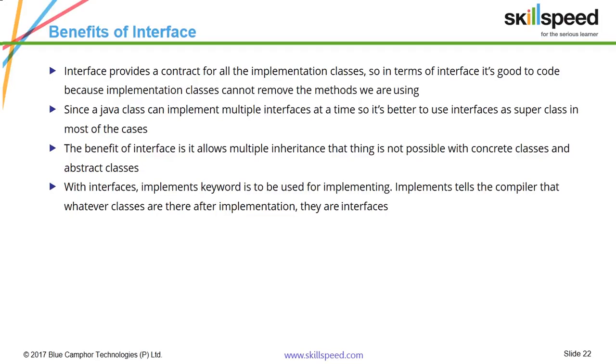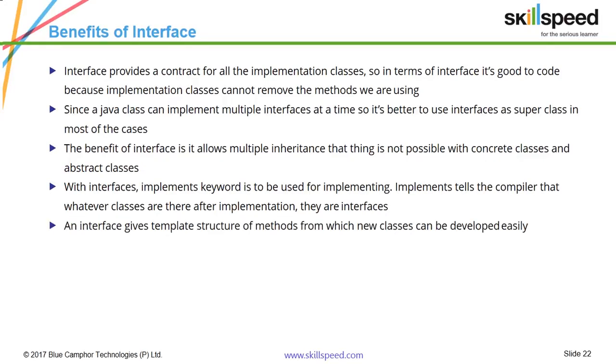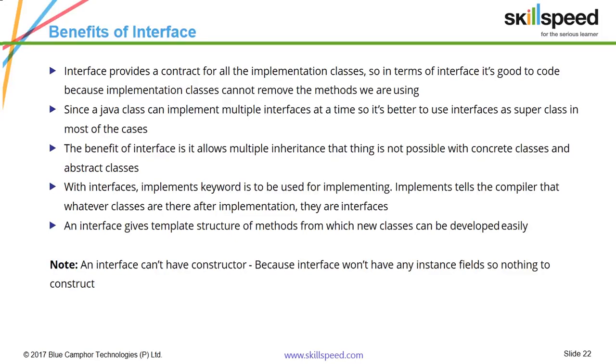Implements tells the compiler that whatever classes are there after the implementation, they are interfaces. An interface gives a template structure of methods from which new classes can be developed easily. Note that an interface can't have constructors because an interface won't have any instance fields, so nothing to construct.